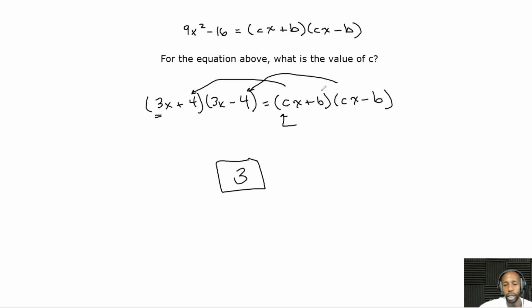You have this factoring of a supposedly unknown polynomial, and then you have this one that we factored. If you look at the way it's formatted, it's clear that c is actually equal to 3. Let me know if you got it.